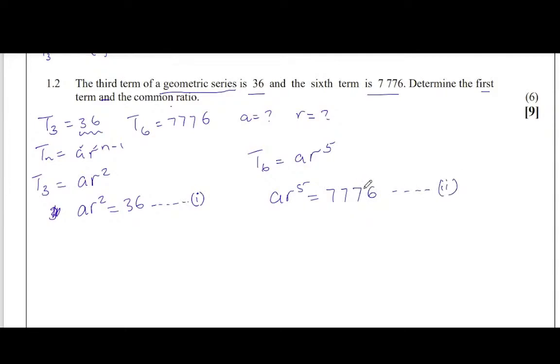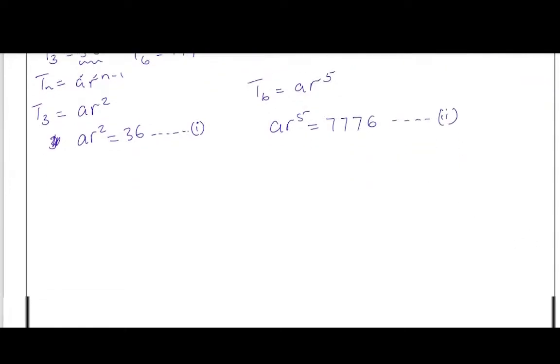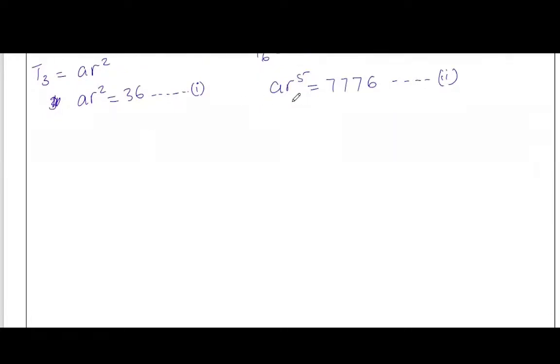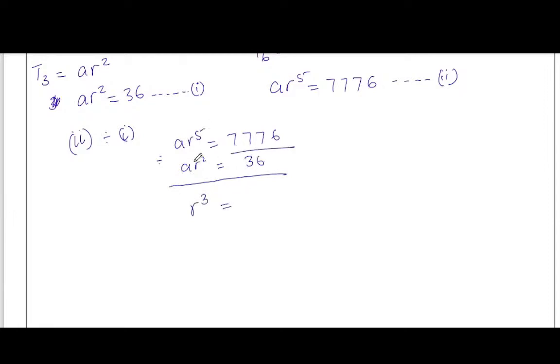And then I have to solve the 2 equations simultaneously. For as long as it's a geometric, the recommended approach is you divide the 2 equations. Since this looks to be the bigger one, I'll say equation 2 divided by equation 1. So it's a r to the 5 equals 7776, divided by a r squared equals 36. When I divide this, the a's cancel, and I'll be left with r cubed.